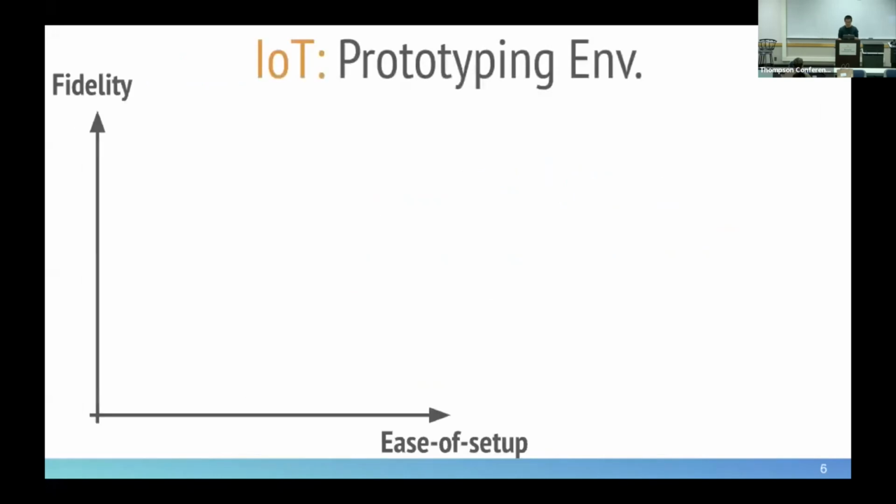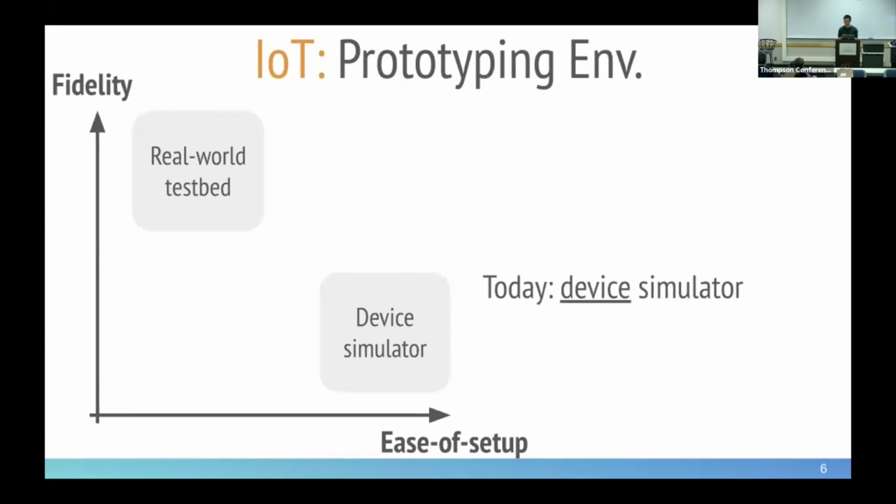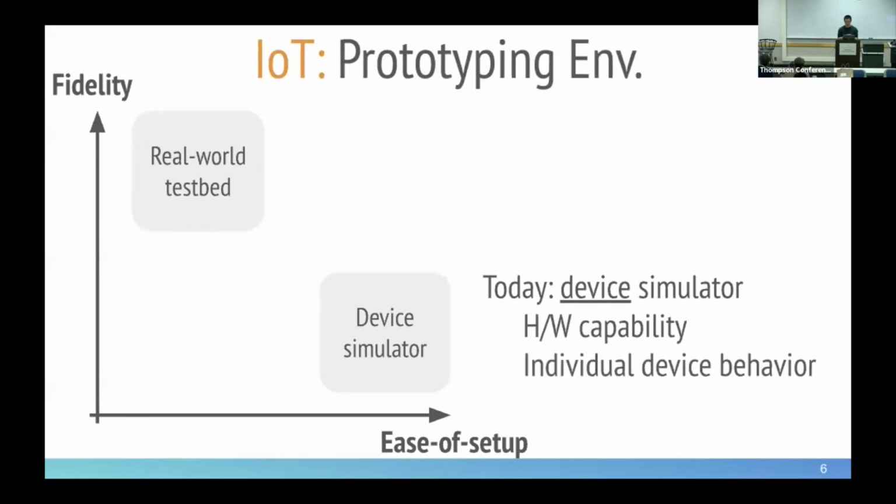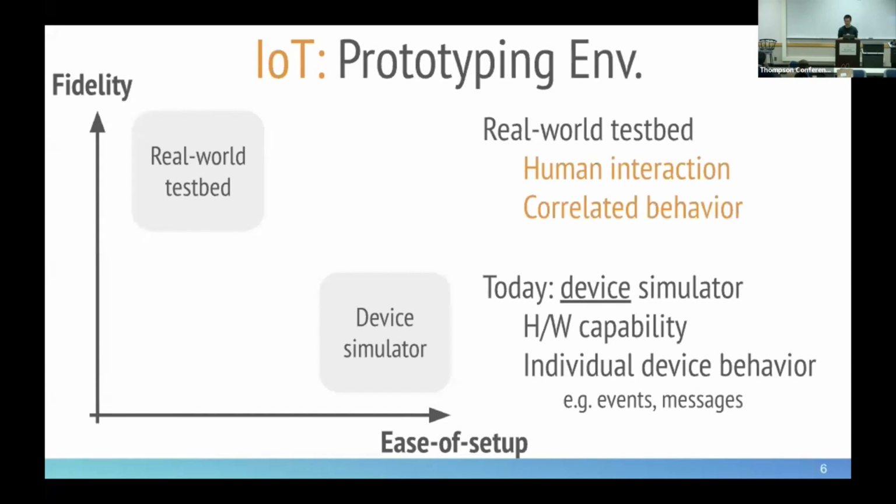But what about prototyping environments for IoT apps? Let's take a high-level view. One can prototype with real-world testbeds, as I mentioned. This is the most realistic, having high fidelity, but it can also be difficult to set up. On the other hand, today's prototyping solutions with device simulators are more easily accessible, where they focus on simulating the device hardware capability and generating the device data in isolation. However, such simulators fall short in capturing real-world events, such as human inputs and interactions between devices.